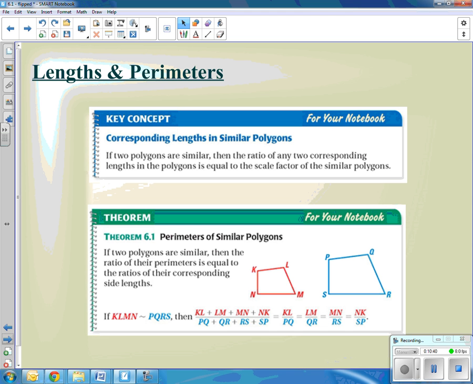If you look below in the theorem, because all the lengths are going to be similar, that means the perimeters of these shapes will be similar as well. So in two polygons, if you have the perimeter of one polygon and you know the scale factor, you could determine the perimeter of the other polygon using the same proportion that you would just to find sides.